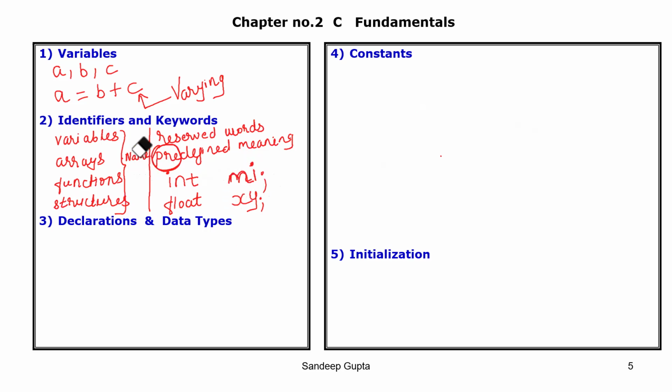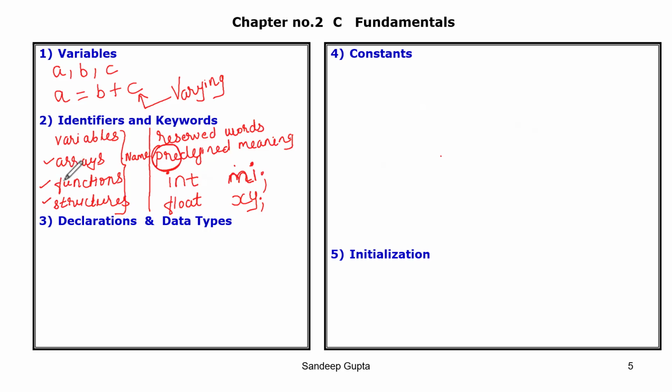Please understand, every variable is an identifier. So this is an identifier, this is an identifier. So every variable is an identifier, but every identifier need not be a variable. A variable can be an array or a function or a structure or anything else. All right. Anyway, let's move forward.